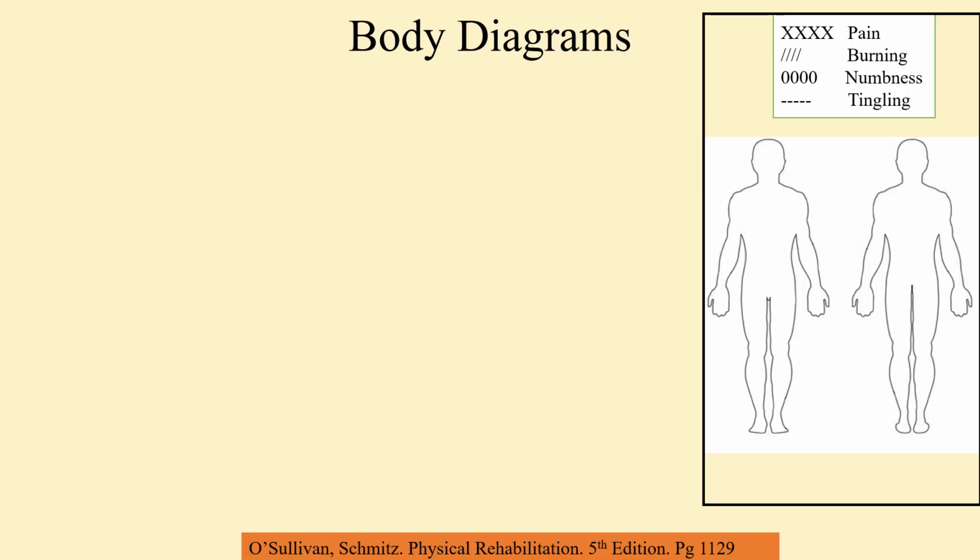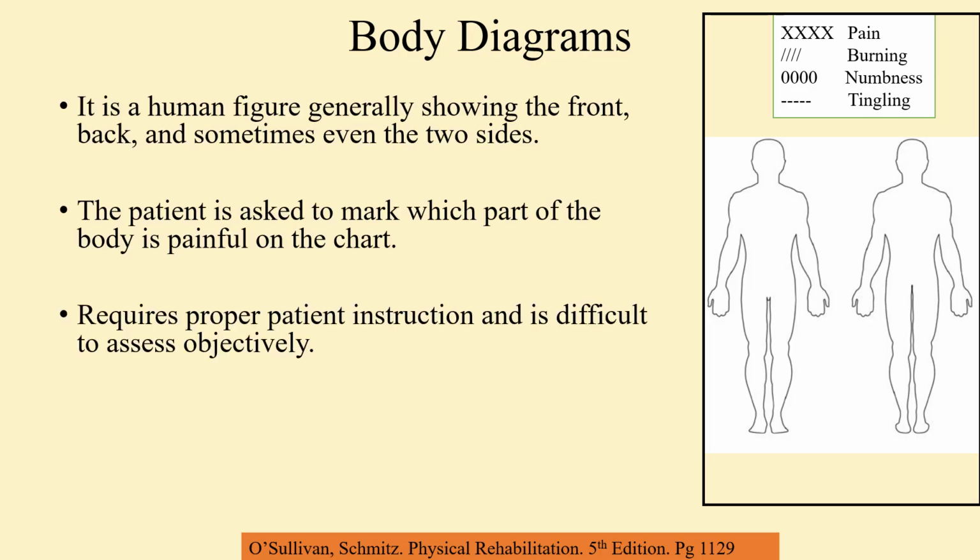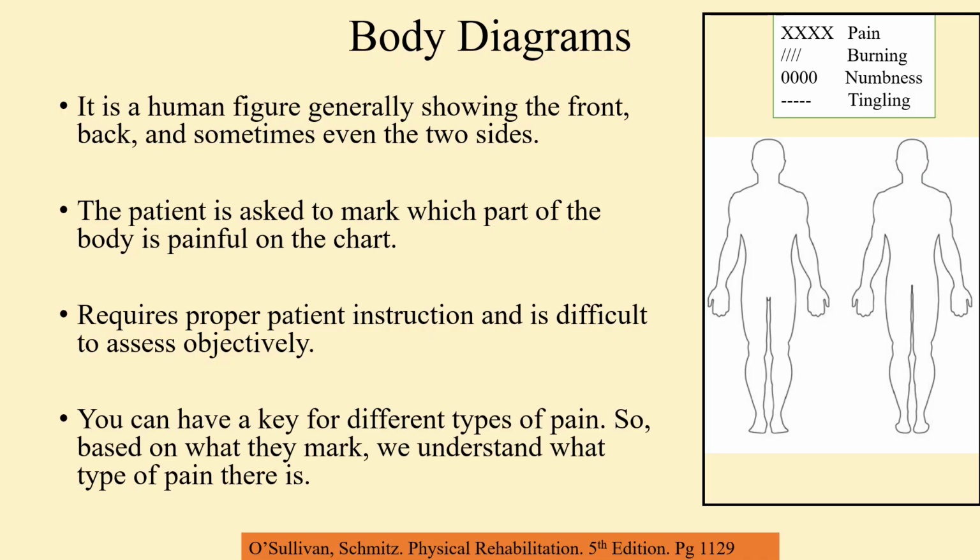words. The next common way of assessing pain is body diagrams. As you can see in the image on the right side, you have the anterior view and the posterior view. Likewise, you can have the left side view and the right side view as well, where they can show the pain. There will be some symbols, or you can generate your own symbols which depict certain attributes. For example, these X's are depicting pain, these slanting lines are depicting burning, these zeros or circles are depicting numbness, and these lines are depicting tingling. So you can mark on that.